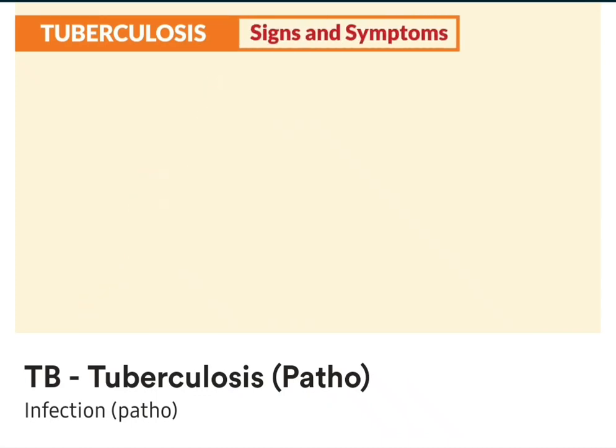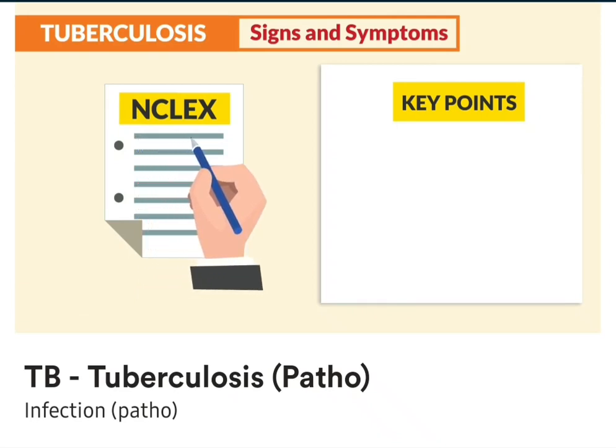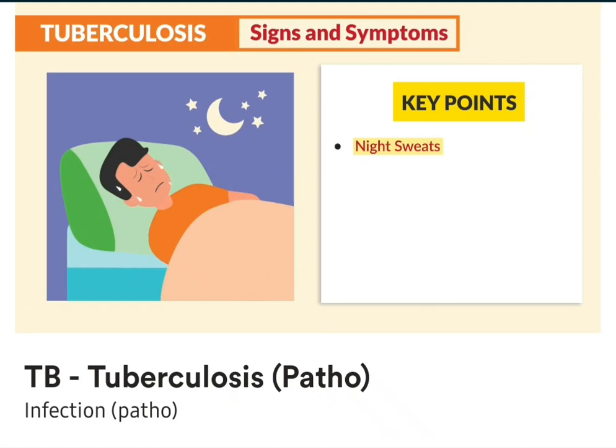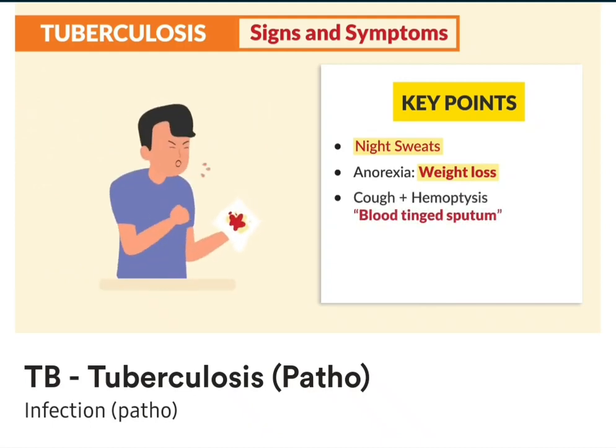Now for the signs and symptoms, these are the key points for the NCLEX and your nursing exams. I would write these down. Number 1 is night sweats. Number 2 is anorexia, or that weight loss. And third, a big one here, is cough and hemoptysis, or basically that blood-tinged sputum. That's probably the biggest NCLEX tip right there. I would write that one down.